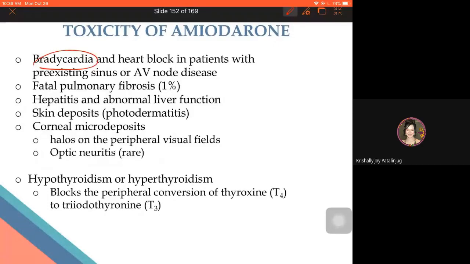Diba? And the most serious and most important adverse effect of amiodarone is pulmonary fibrosis, which is really fatal. This is really fatal, although this only happens sa 1% of patients. And nangyayari siya even at low dose. Okay, even at low dose ng amiodarone, nangyayari siya. Low dose administration, pwedeng mangyari yung pulmonary fibrosis.